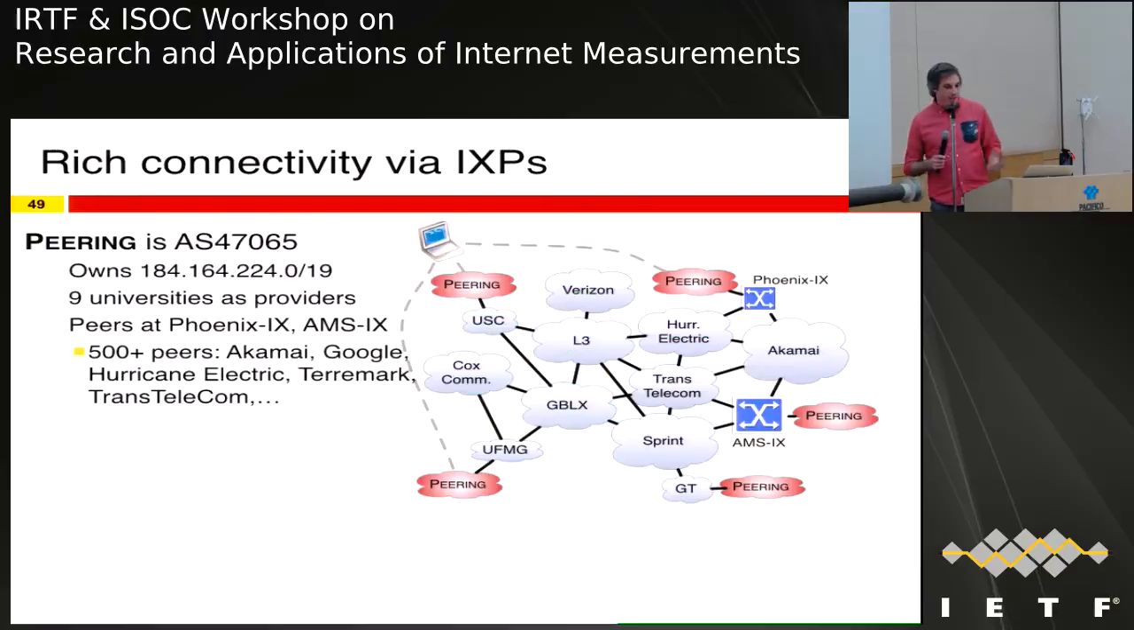Now, of course, no actual networks have 9 universities as providers. We're expanding into internet exchange points. We're in a couple right now. We're working with Randy to get into some more.